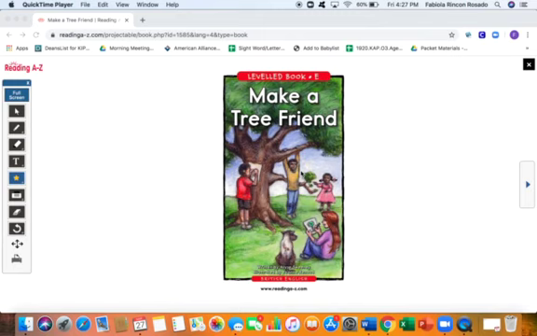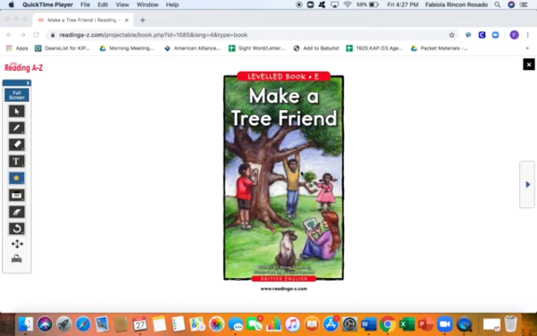What does the word friend mean? And what do you think a tree friend is? Well, let's read to find out. Today, our job is to do anything we can to figure out tricky words while we read. Who remembers one of the ways we can figure out a tricky word? We can sound it out. We can look for chunks that we know. And we can also ask if the word makes sense.